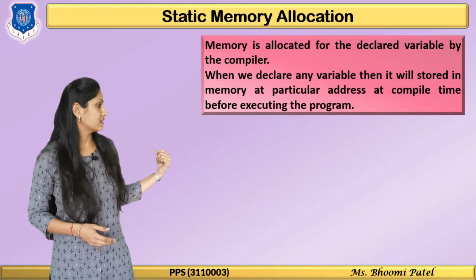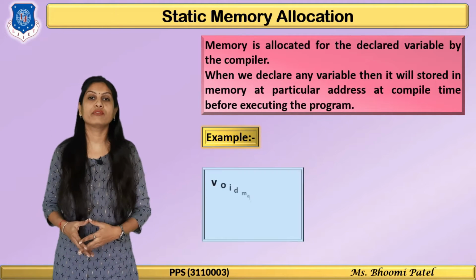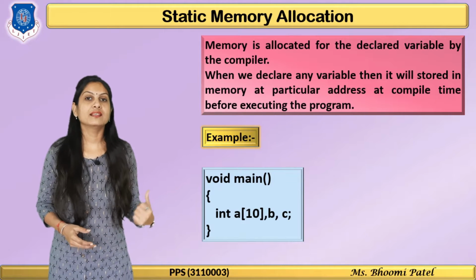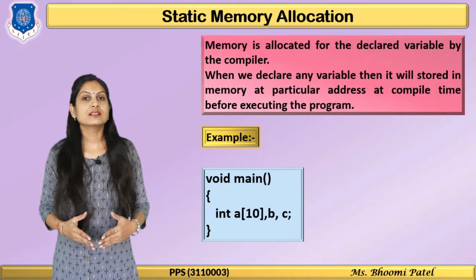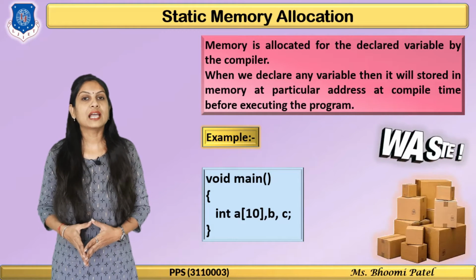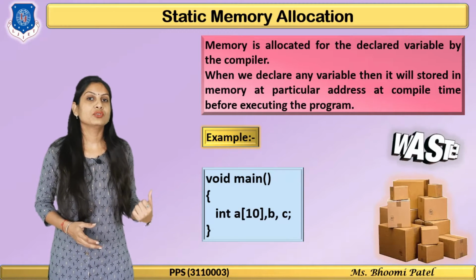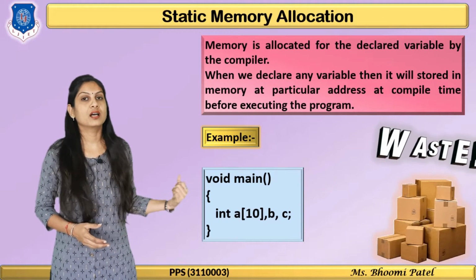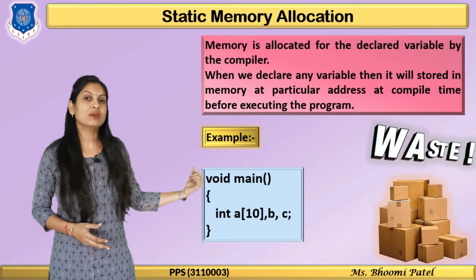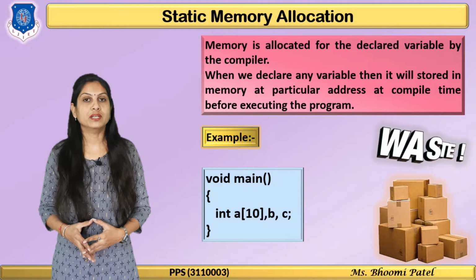Clear? Let's understand with one example. Here int a[10], then b and c are the variables, and a is nothing but our array. This concept we already learned in our previous lectures. Whenever this line is executed, what happens? A total of 10 into 2, that is 20 bytes, is allocated for the variable a, that is our array, and 2 bytes each for the variables b and c. This is static memory allocation.